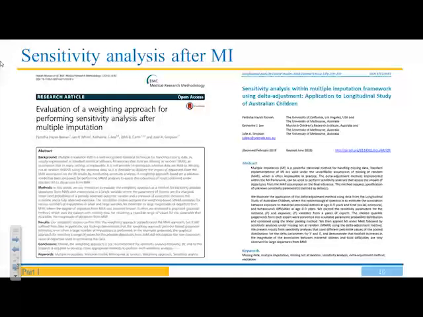And these are two papers that I've been working on for performing sensitivity analysis within the MI framework. One is evaluating the method within the selection modeling using a simulation study. Another one is a more applied one, where we try to help researchers to elicit the sensitivity parameters from the experts' opinion.